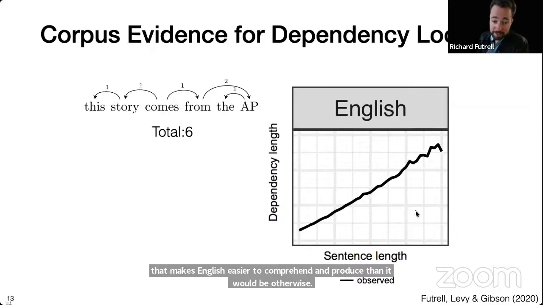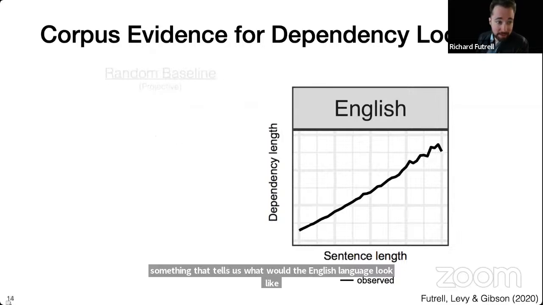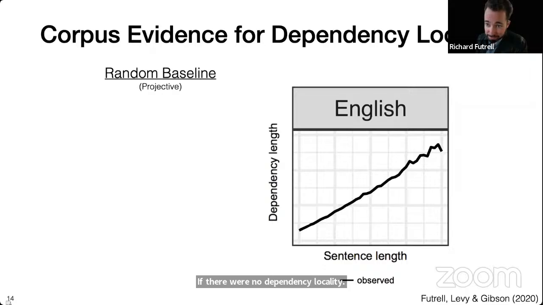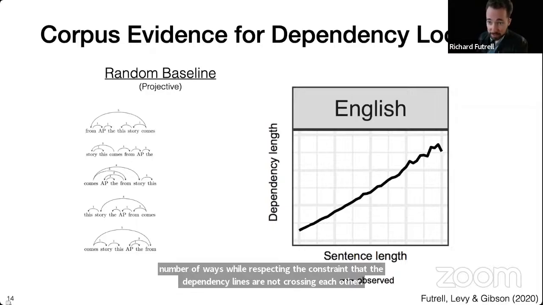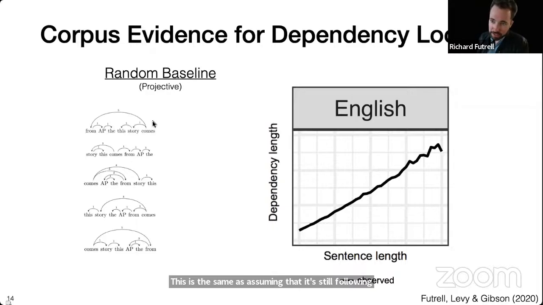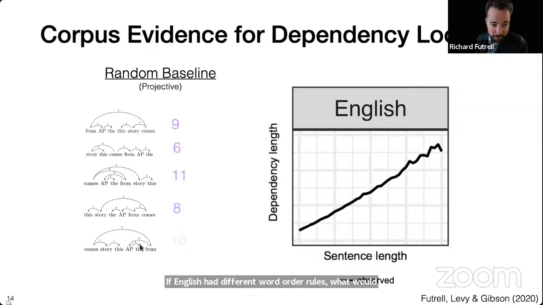So we need to now compare this curve to something that tells us what the English language would look like if there were no dependency locality. And that brings us to one of our random baselines. You can take the English sentence and rearrange it in lots of different ways. Here I've rearranged the sentence randomly in a number of ways while respecting the constraint that the dependency lines are not crossing each other. This is the same as assuming that it's still following a context-free grammar. What these samples are telling you is, if English had different word order rules, what would the dependency length of that sentence look like? And it would look like these.